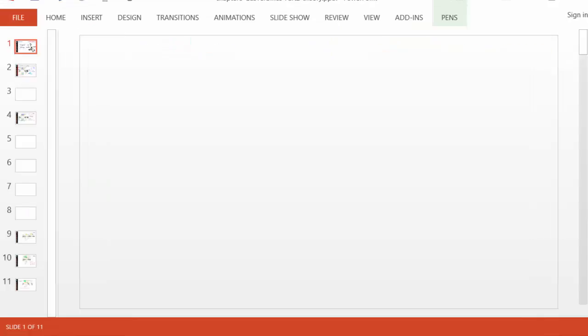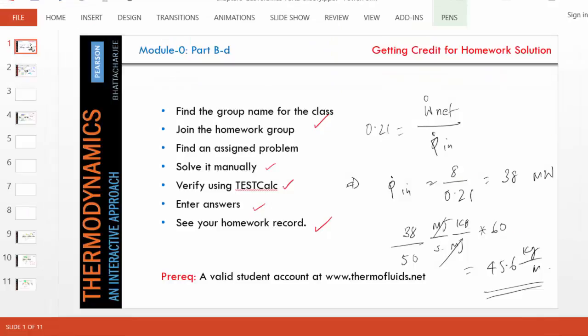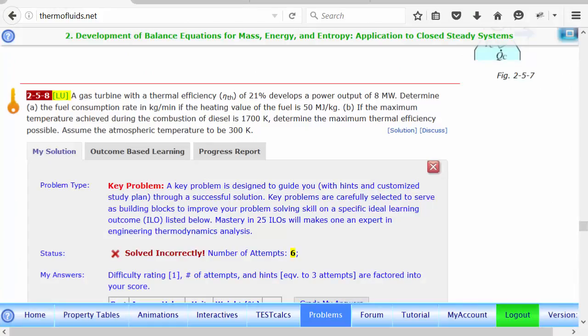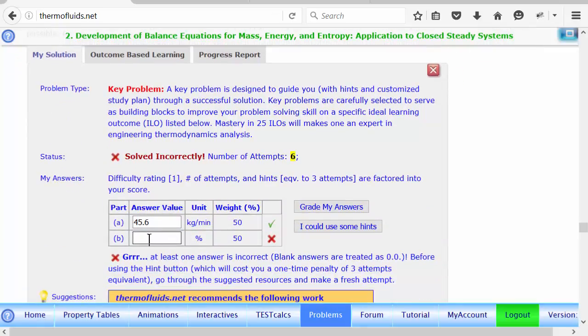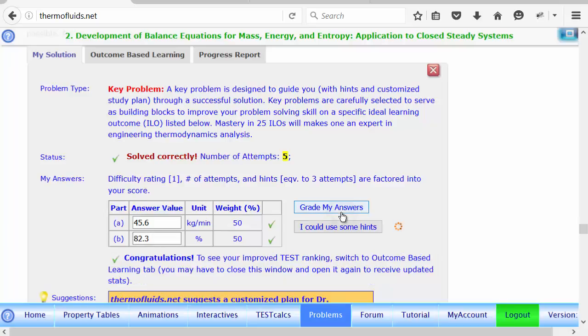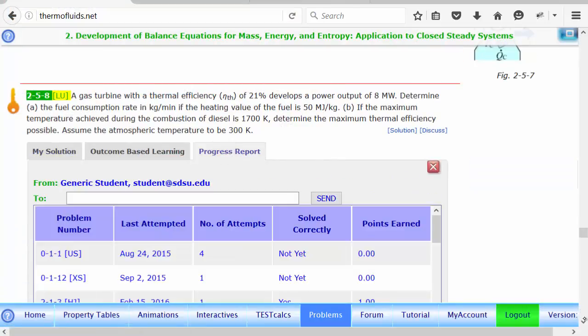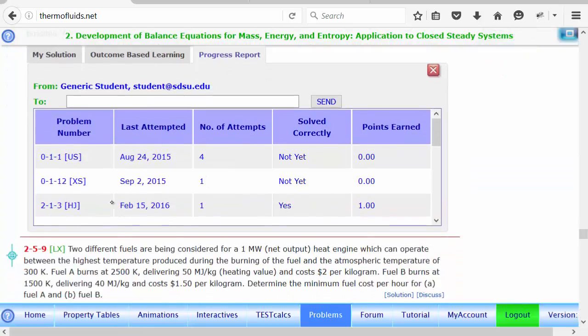So we go back to the problem panel, and we enter our answer. This is in percent, so it's 82.35. Always there will be some tolerance, so you don't have to always enter a very precise answer. Grade my answer. Yes, both of them are correct, solved correctly. And you can see that you can click the progress report, and it will tell you how many problems you have solved, etc.